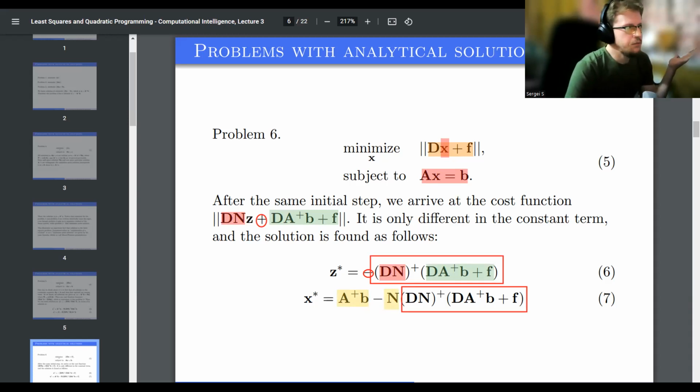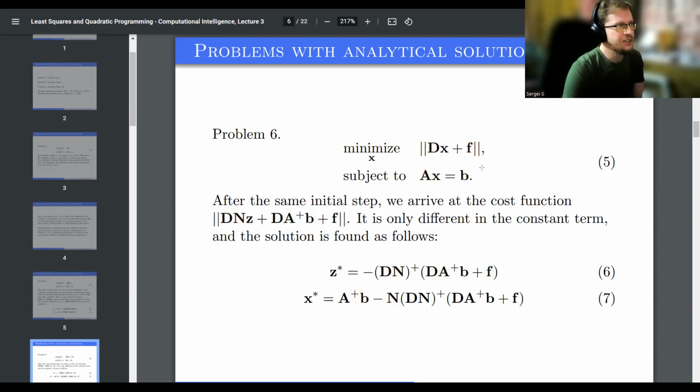So the process is mechanical. You don't have a lot of variations here. It's all rather simple, right? Find the particular solution, find the null space basis, substitute it into the cost function, solve least squares, and get the solution back, right? Substitute back, done, success. So it's easy.